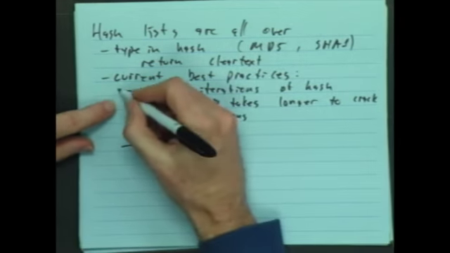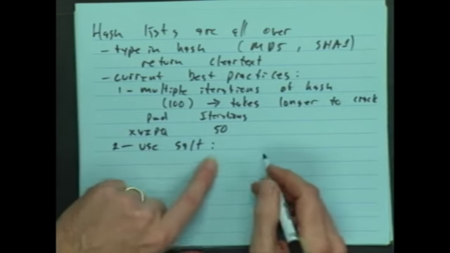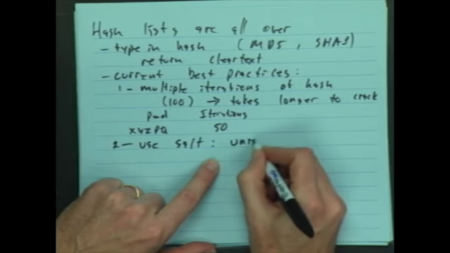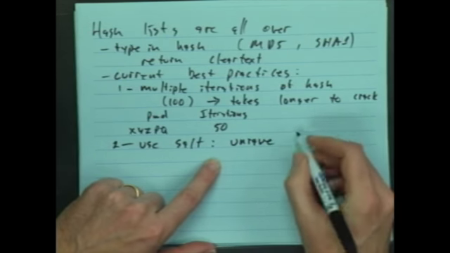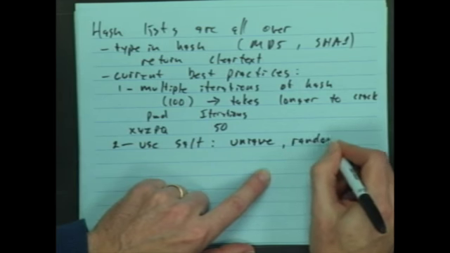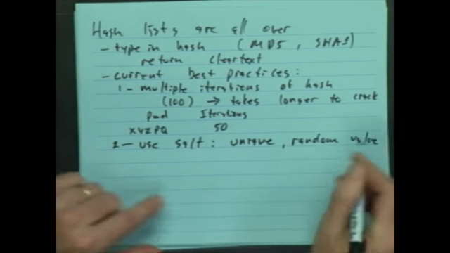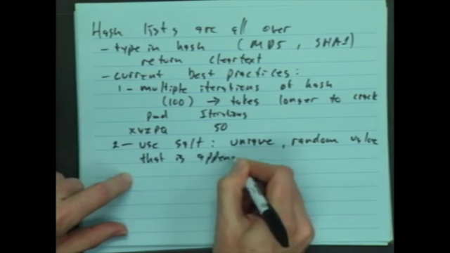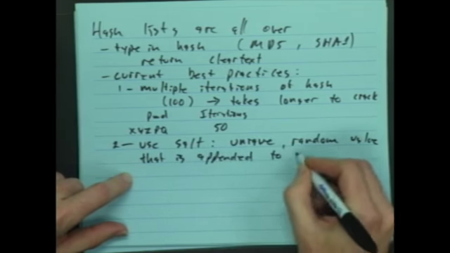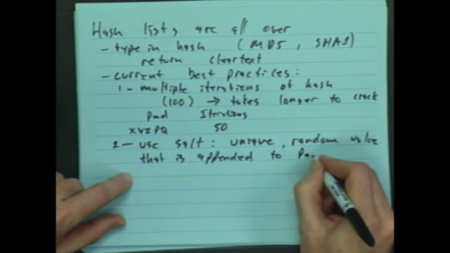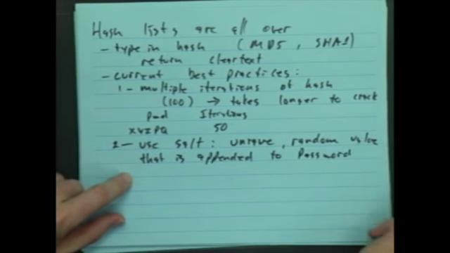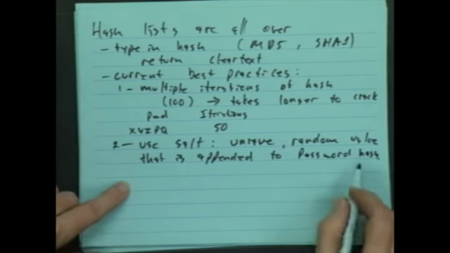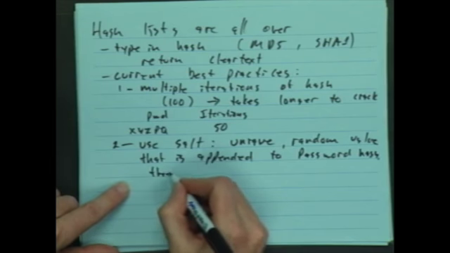So, number one, that's your first thing to do. The second one is to use a salt. A salt is a unique random value that is appended to the password. You append it to the password hash and then you hash again.